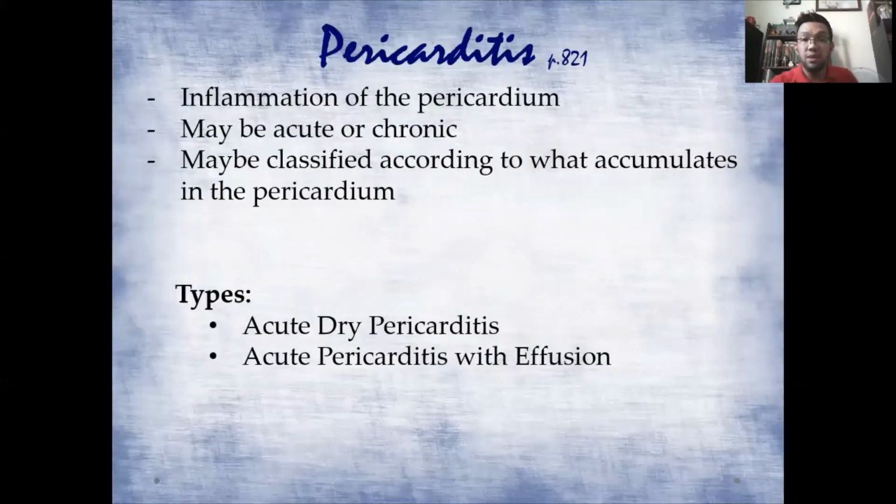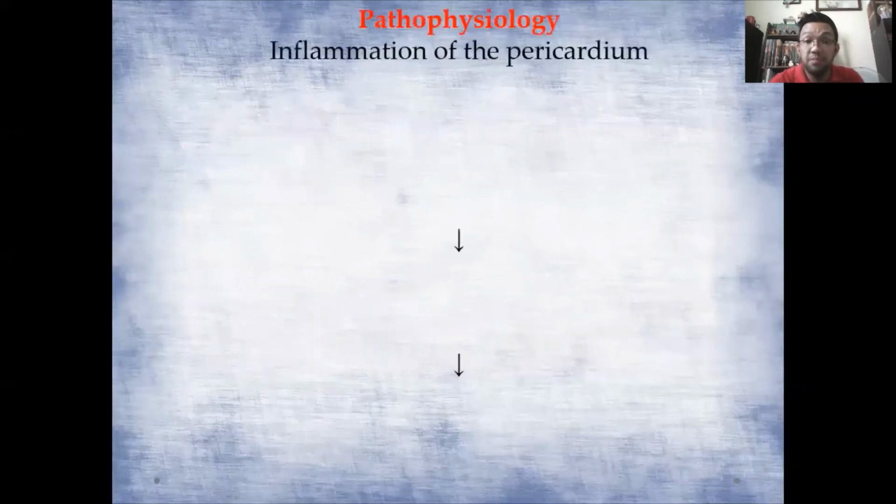Now we go to the next topic, which is pericarditis. This is the inflammation of the pericardium. It may be acute or chronic and may be classified according to what accumulates on the pericardium. There are two types, the acute dry pericarditis or acute pericarditis with effusion.